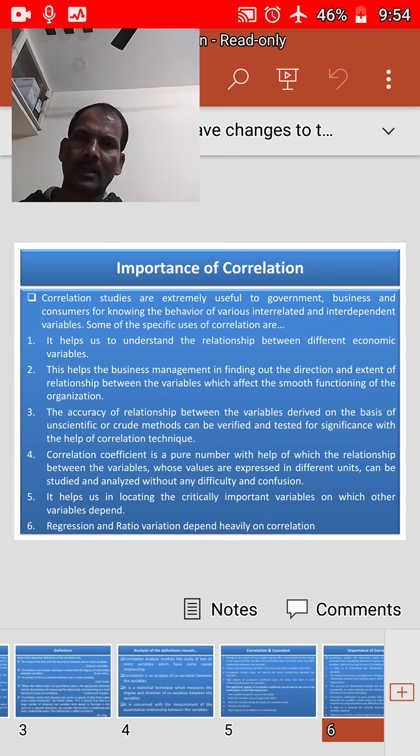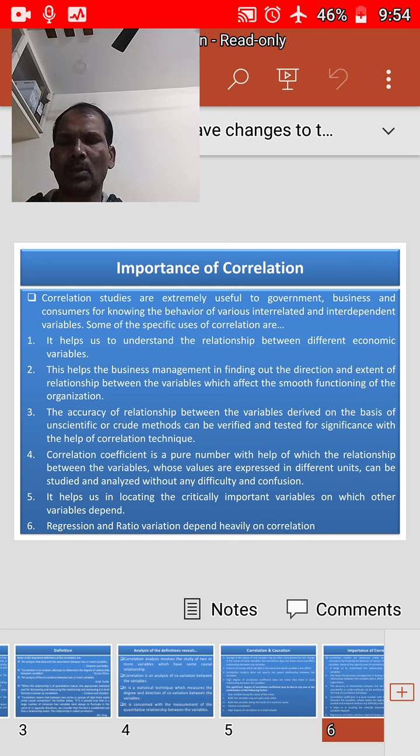And third is the accuracy of relationship between the variables derived on the basis of unscientific or crude methods can be verified and tested for significance with the help of correlation technique. Accuracy of relationship between the variables derived on the basis of unscientific crude methods.